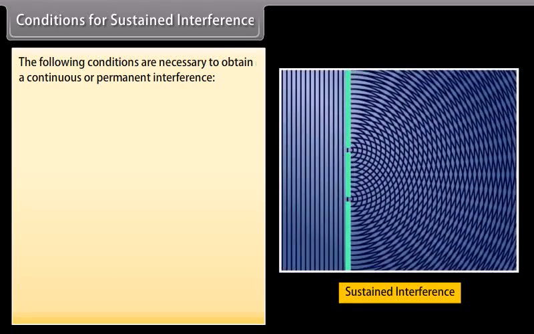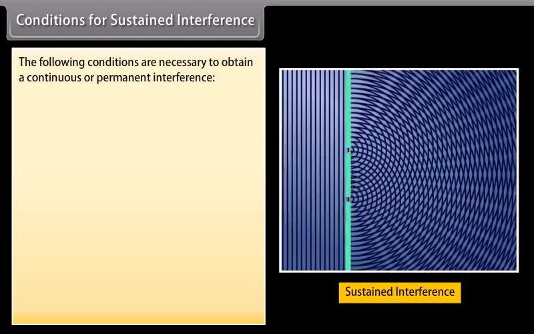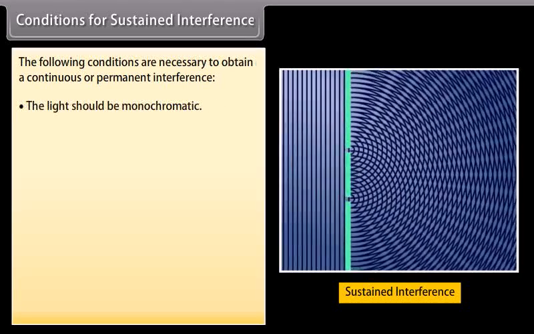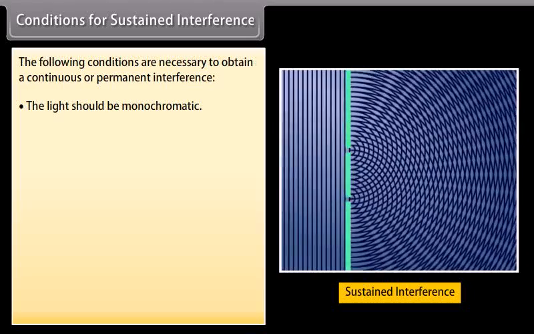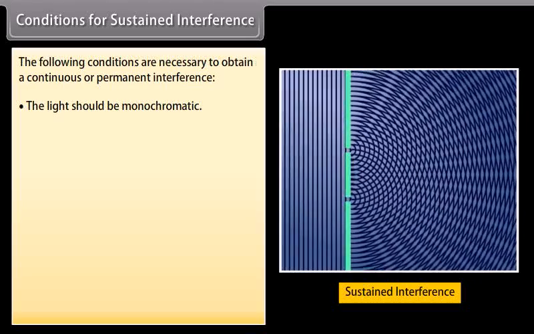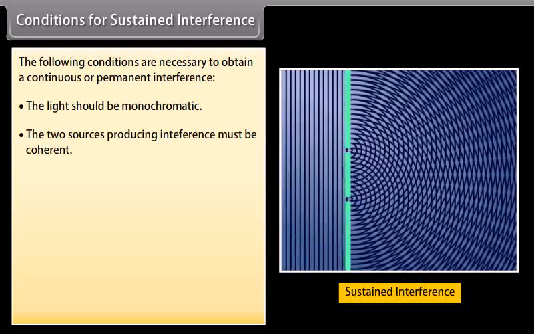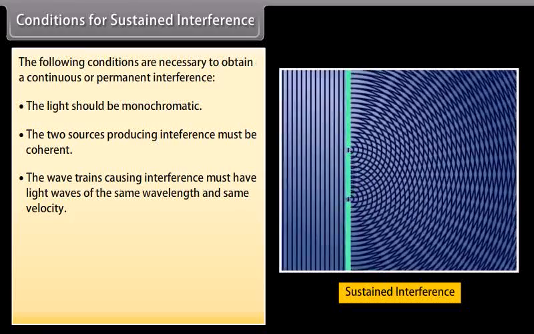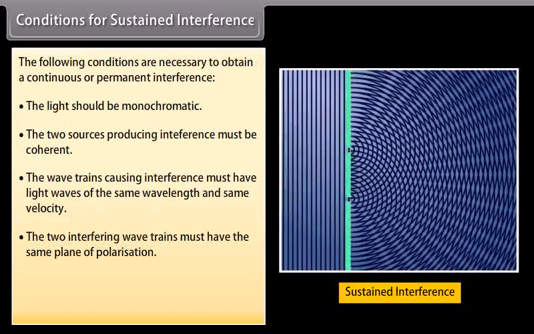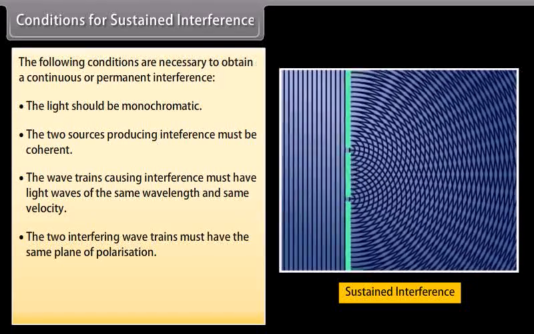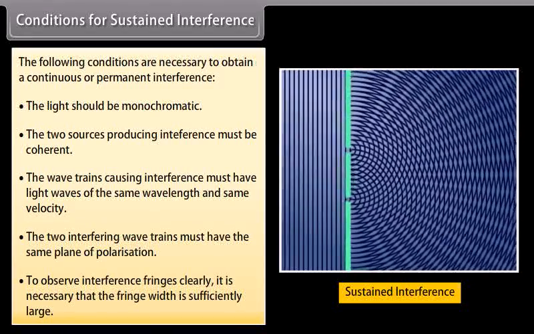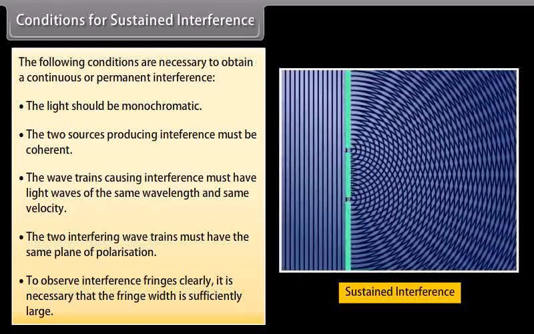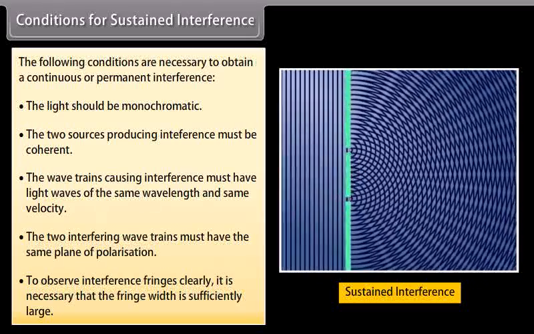Conditions for sustained interference. The following conditions are necessary to obtain a continuous or permanent interference. The light should be monochromatic; if this is not so, the fringes of different colors will overlap. The two sources producing interference must be coherent. The wave trains causing the interference must have light waves of the same wavelength and same velocity. The two interfering wave trains must have the same plane of polarization. To observe interference fringes clearly, it is necessary that the fringe width is sufficiently large.